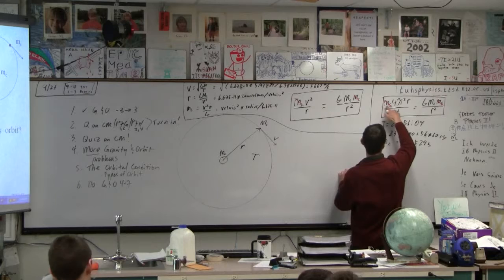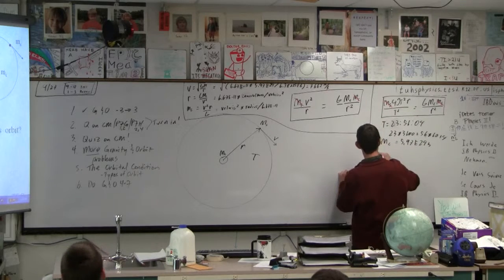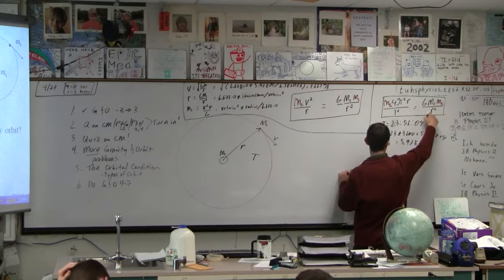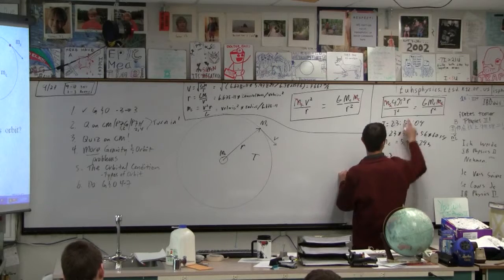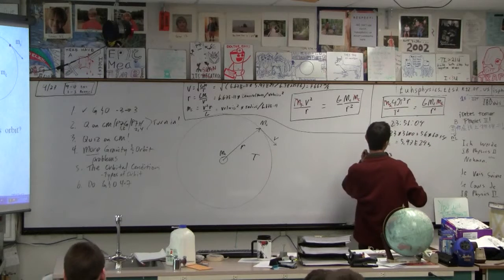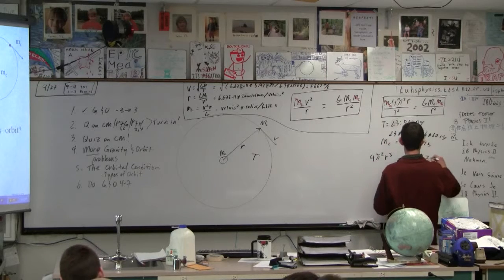I'm just going to cancel the satellite mass, right? And I'm going to go 4 pi squared r. What's 4 pi squared r times r squared? It's r cubed, baby. It doesn't cancel. People always want to cancel that way. That's Satan making you want to cancel that way. Okay, G M C T squared. Yes.